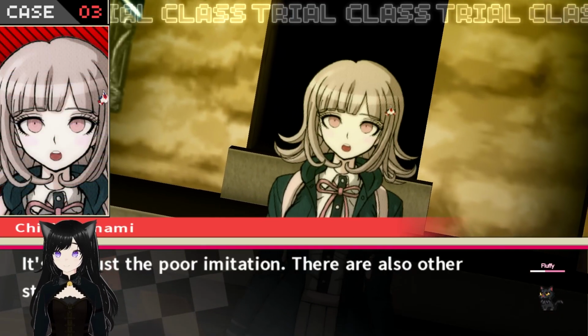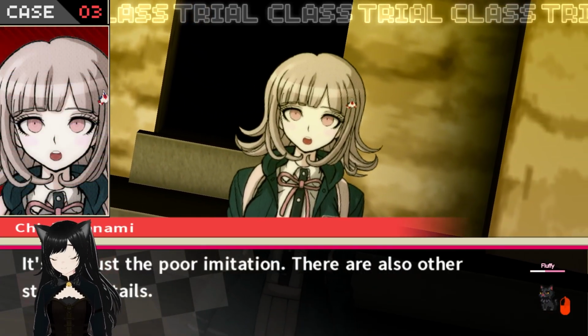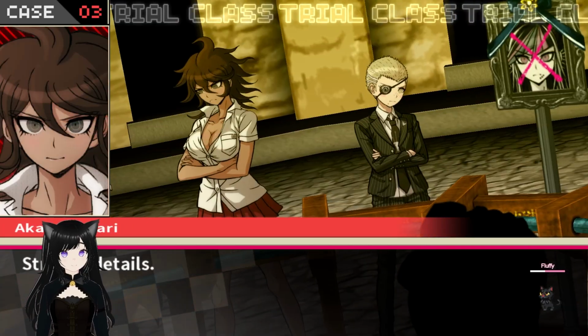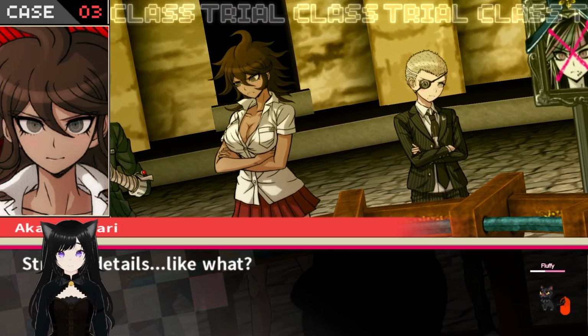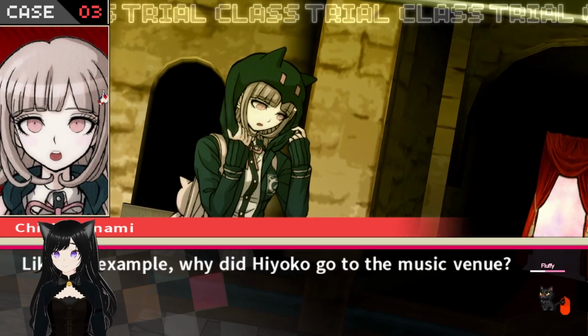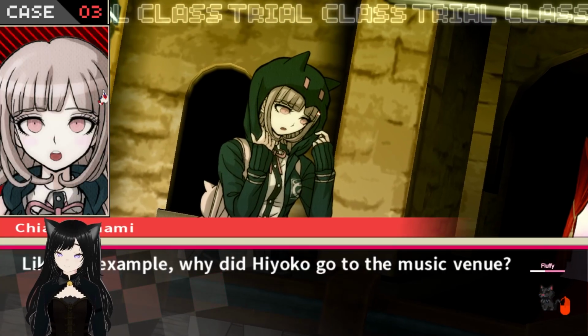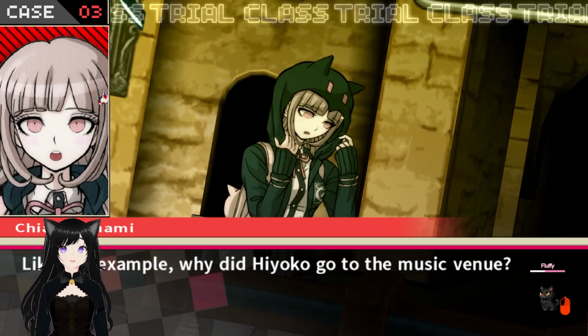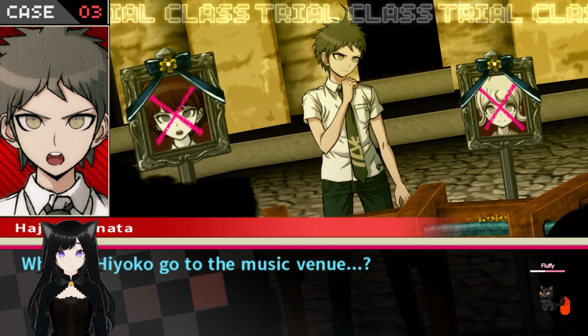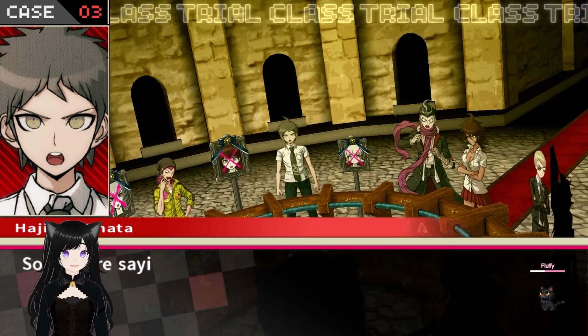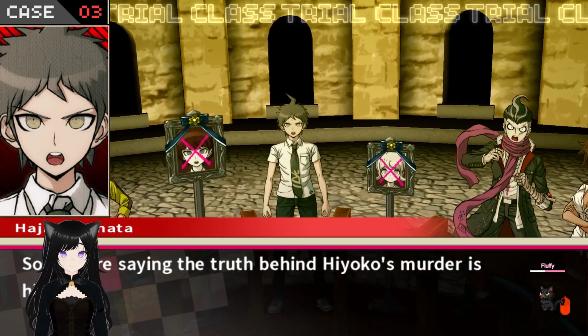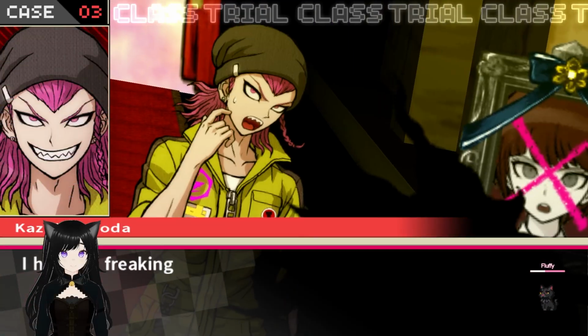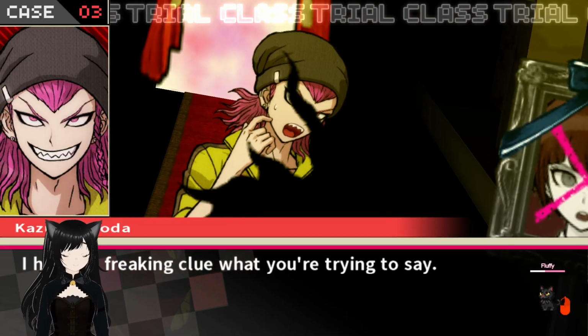Oh. It's not just the poor imitation. There are also other strange details. Mm-hmm. Strange details? Like what? Like, for example, why did Hyoko go to the music venue? That we know. Sonya told her to go there. Why did Hyoko go to the music venue? So, you're saying the truth behind Hyoko's murder is hidden? I have no freaking clue what you're trying to say.